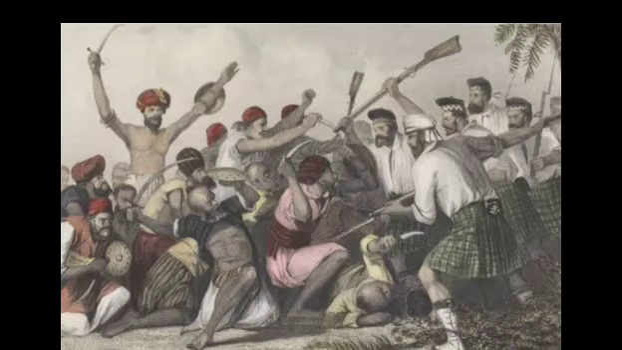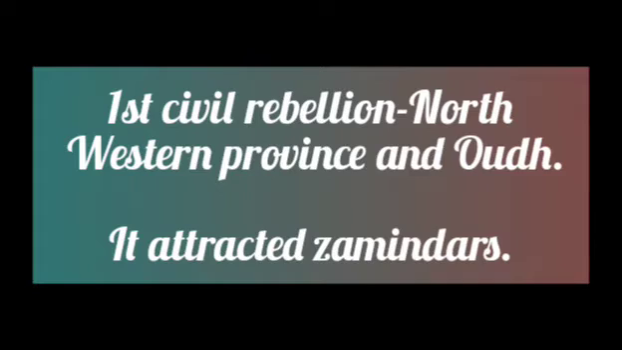The Sepoy Mutiny and the civil rebellion had a deep-rooted connection with the rural mass. The first civil rebellion broke out in parts of the northwestern provinces and Oudh. Many Zamindars and Talukdars were attracted to the rebellion because they had lost their various privileges under the British government. The Talukdar peasant collective was considered a common effort to recover what they had lost.